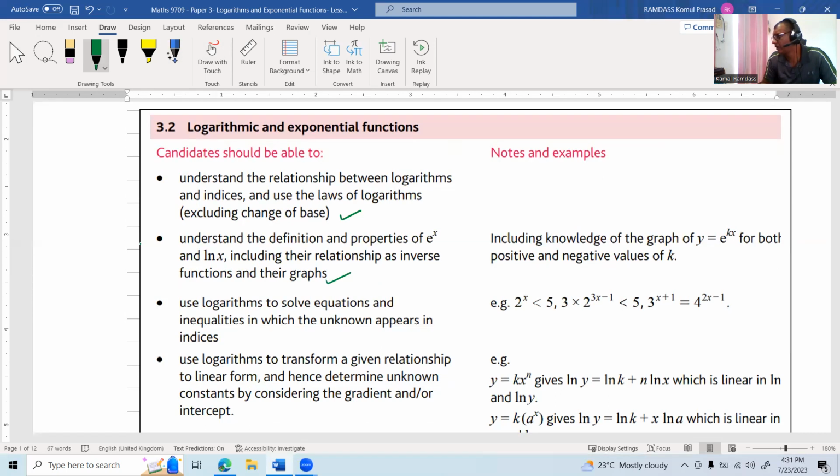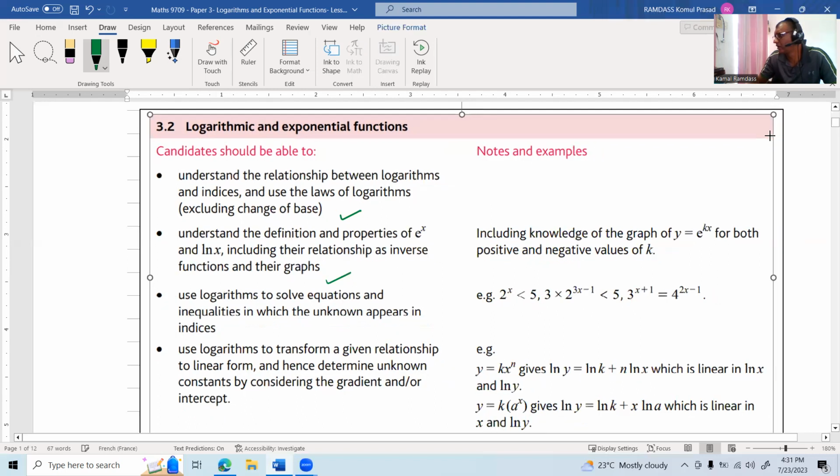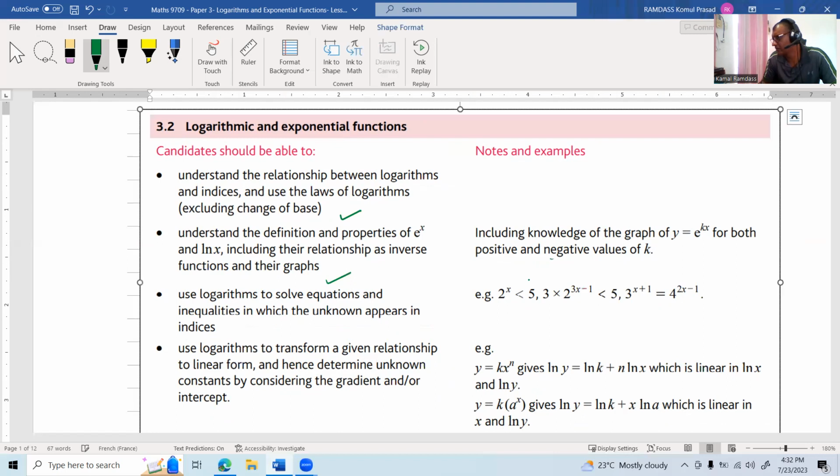OK. Including the knowledge of the graph y is equal to e to the power of kx for both positive and negative values of k. Et nous t'expliquer tout à l'heure, e to the power of x, e to the power of minus x. OK. Et nous vous retournons vers ça dans l'exemple de ma prochaine vidéo.